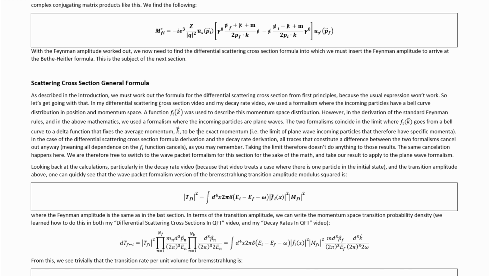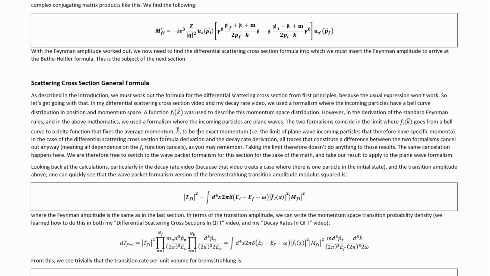In my differential scattering cross-section video and my decay rate video, we used a formalism where the incoming particles have a bell curve distribution in position and momentum space. A function phi of k was used to describe this momentum space distribution. However, in the derivation of the standard Feynman rules and in the above mathematics, we used a formalism where the incoming particles were plane waves. The two formalisms coincide when this function goes from a bell curve to a delta function.